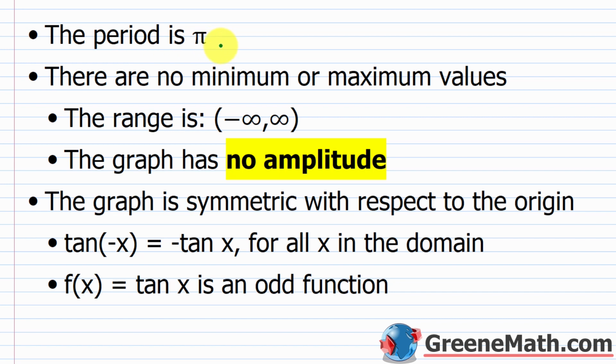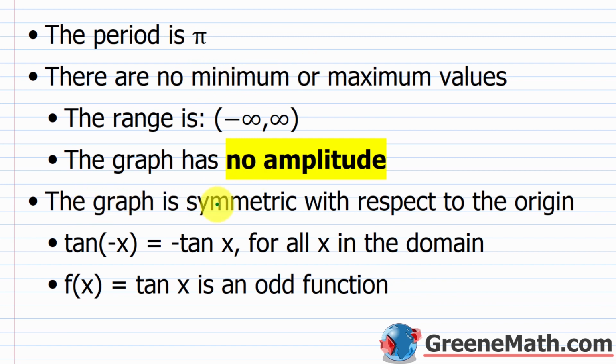So we already know that the period is pi, and then there are no minimum or maximum values. So that's important. We saw that the range is from negative infinity to positive infinity. So that tells us that the graph has no amplitude. That's important because you might get that on your test. It might ask you for the amplitude. Remember that when you think about the amplitude, we learned in the last lesson when we were graphing sine and cosine, that's half the difference between the maximum and minimum values. Well, here again, there are no minimum or maximum values, so you're not going to have an amplitude here.